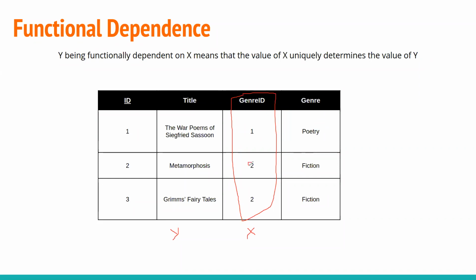If I know that the genre ID is 2, the title could either be Metamorphosis or it could be Grimm's Fairy Tales. And so X does not uniquely determine Y in this case. Okay, so there we go. That's functional dependence, guys. If you remember this definition at the top, I think you'll be able to adjust to most scenarios. And the little thing that I'll send you after this as homework, as a little exercise, will probably make it even clearer for you guys.